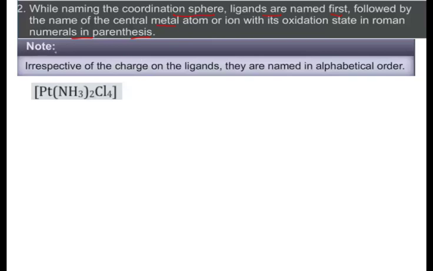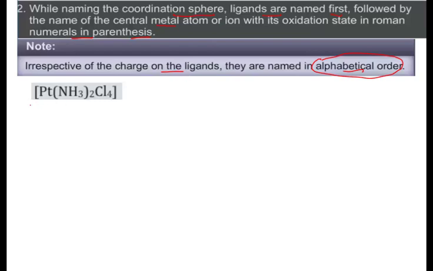Then you have to remember that irrespective of the charge on the ligands, they are named in alphabetical order. So this is the main thing. Alphabetical order has to be followed while naming, if we have more than one type of ligand.